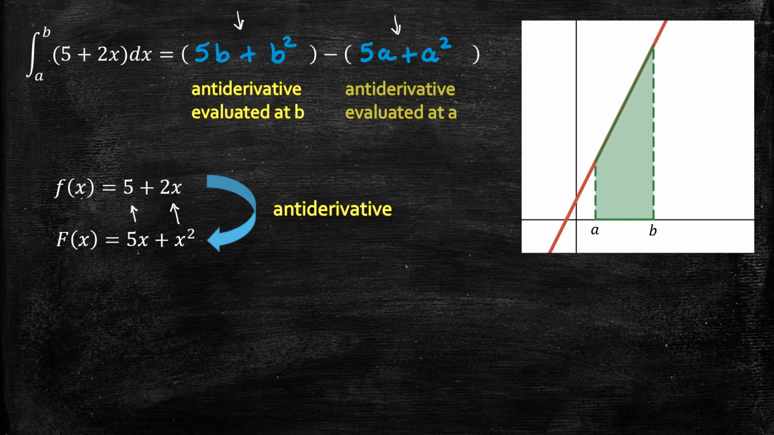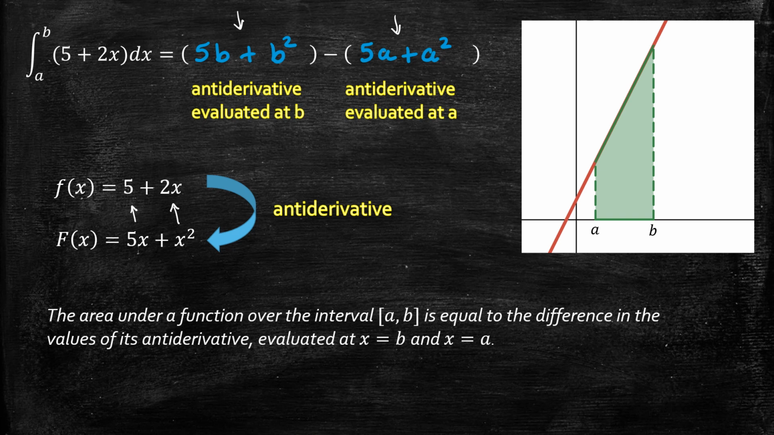Is it not also the antiderivative, but this time evaluated at a? So this leads us to an intuitive understanding of the fundamental theorem of calculus, which is pretty profound. It's that the area under a function, or between the function and the x-axis, over a closed interval [a, b] is equal to the difference in the values of its antiderivative, evaluated at x equals b and x equals a. So this is pretty amazing. We're going to formalize it in the next slide.